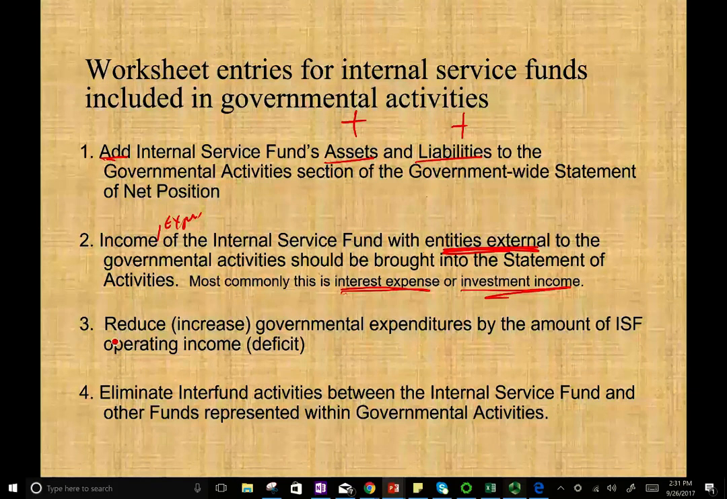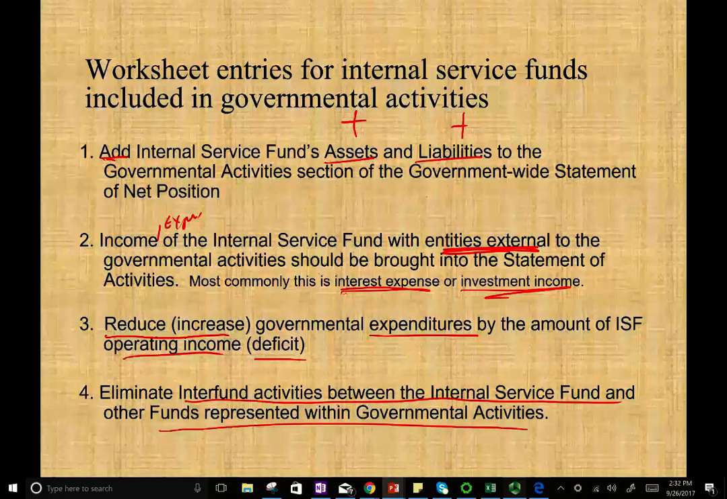Then we need to reduce or increase government expenditure by the amount of the Internal Service Fund, either operating income or deficit. And we're going to explain this once we look at an example. Then we're going to eliminate inter-fund activities between the Internal Service Fund and other funds represented within the governmental activities. Then we would eliminate the Internal Service Fund.